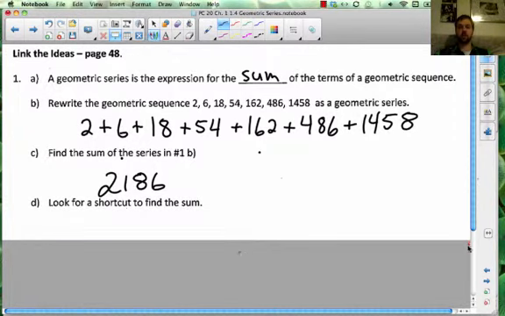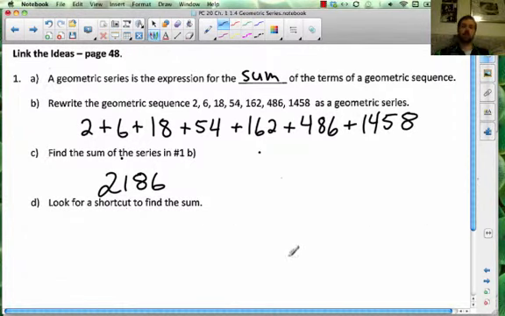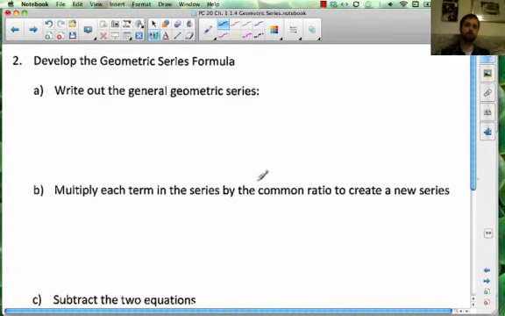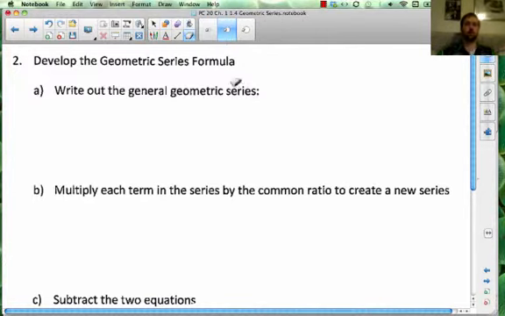Look for a shortcut to the sum. If you want to try to do this, I'll leave it up to you to try to work something out on your own, but it might be a little difficult. All right, so here's how we develop a general formula for the sum. So let's write out a general geometric series. So we start out with Sn. This is the sum of n terms that we want to look for, all right?